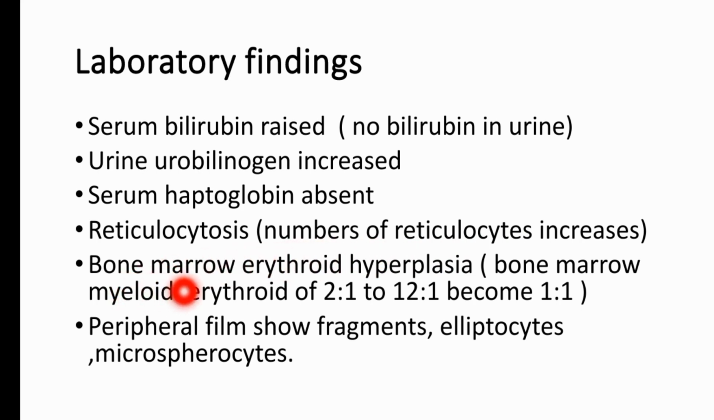And then we have the bone marrow erythroid hyperplasia. It is exactly due to the red blood cell destruction. When there is red blood cell destruction, there is more signal to the bone marrow to increase the production of the red blood cells. As a result, the erythroid production will be increased. There will be hyperplasia of erythroid, and we will get the ratio of myeloid and erythroid disturbed. The myeloid to erythroid ratio in a bone marrow is normally 2:1 to 12:1. It will become 1:1 or reverse in hemolytic anemia cases.